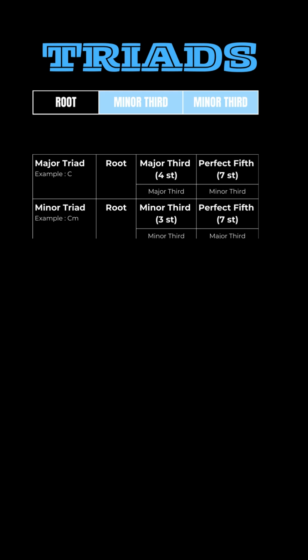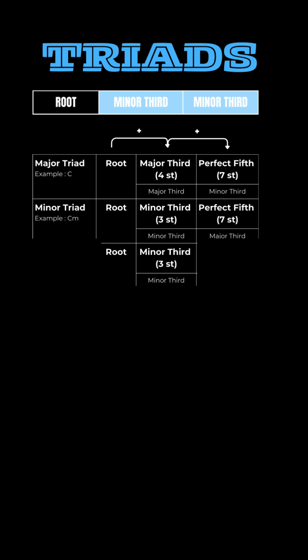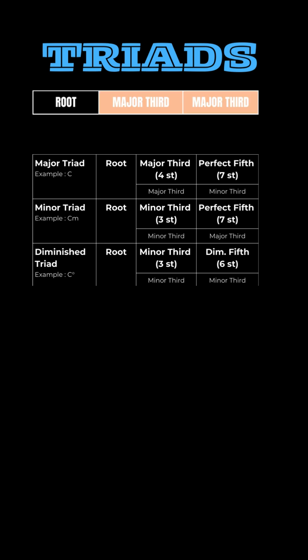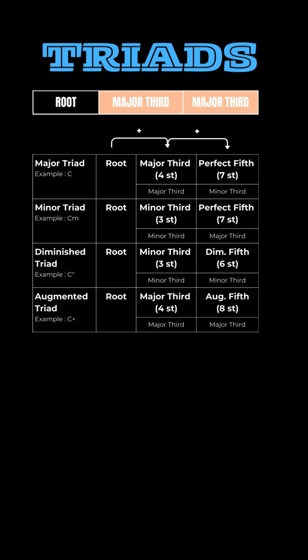The next one is 2 minor thirds in a row. So from the root, you add a minor third, which gives us a minor third as the first note of the chord, plus another minor third, which gives us a diminished fifth. This chord is called the diminished triad, which makes sense because the 2 degrees are minor. And the last one will also make sense with 2 major thirds in a row. From the root, the first note is a major third, and the second one is 4 plus 4 semitones, which gives us an augmented fifth. And this chord is called an augmented triad, because from the root, the 2 degrees are 2 major thirds.